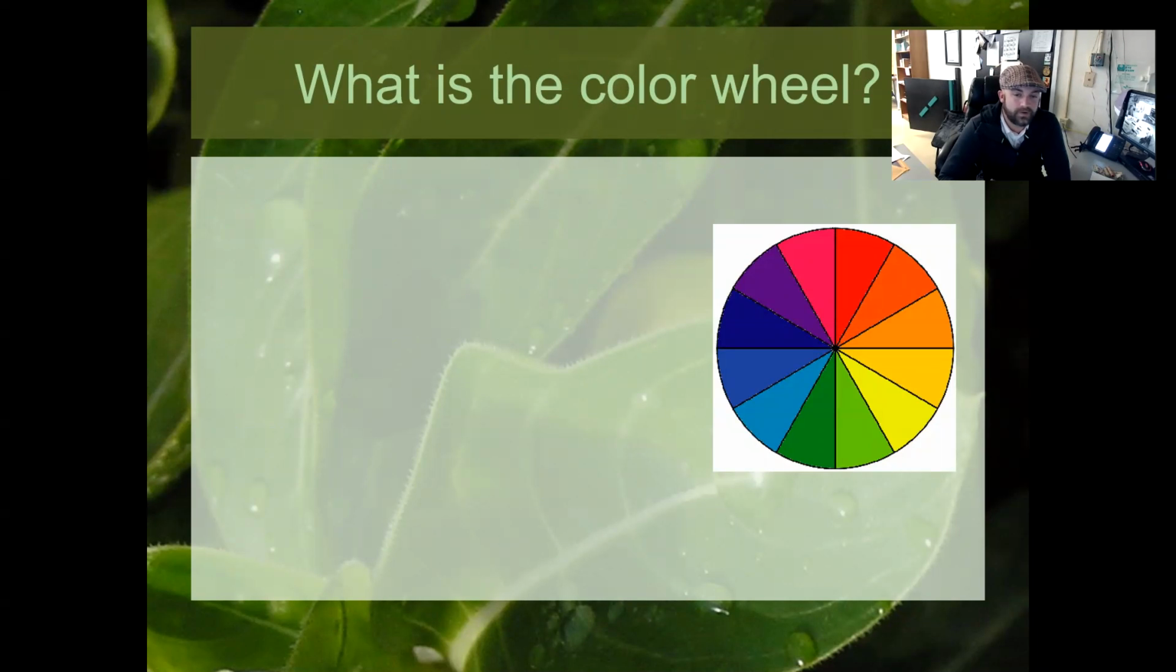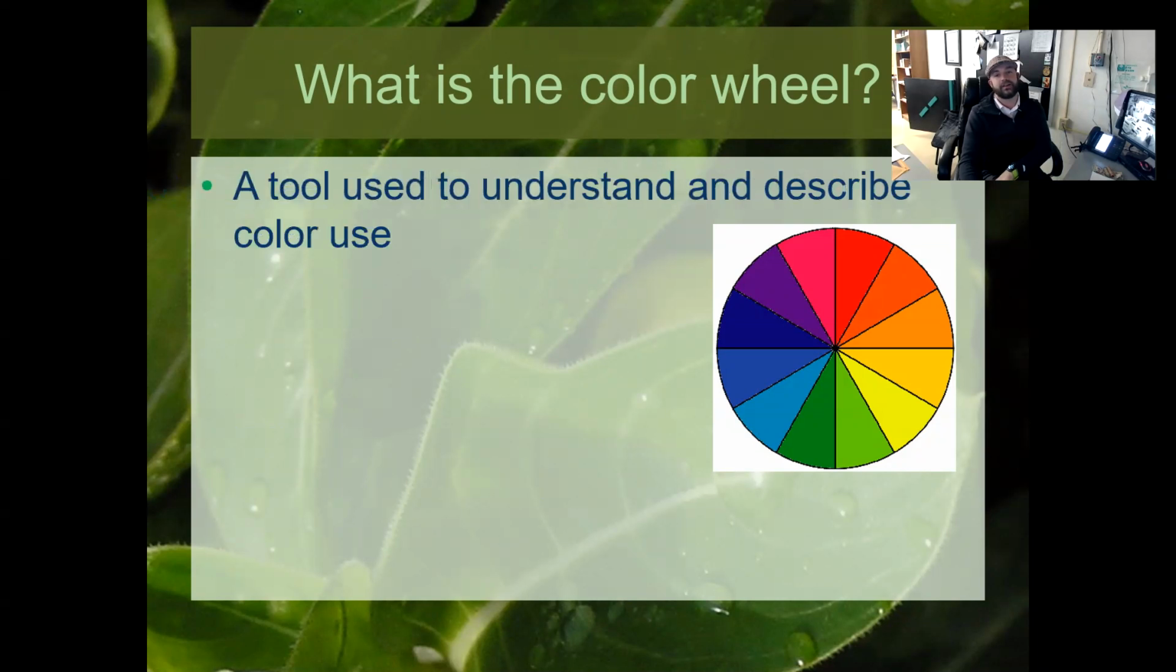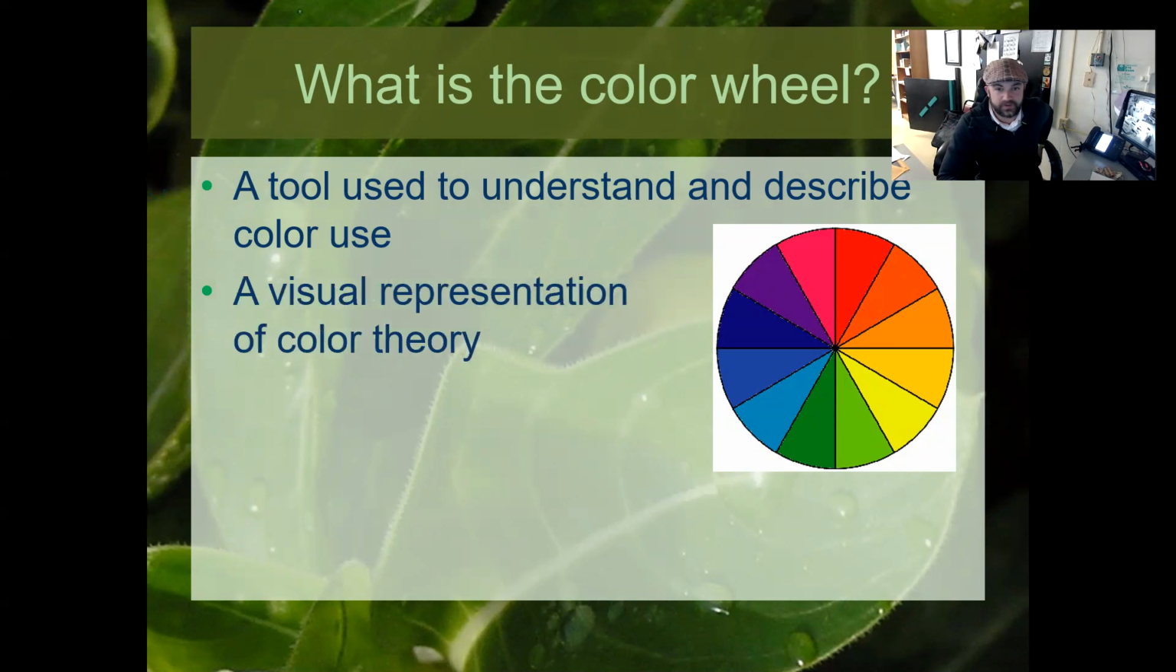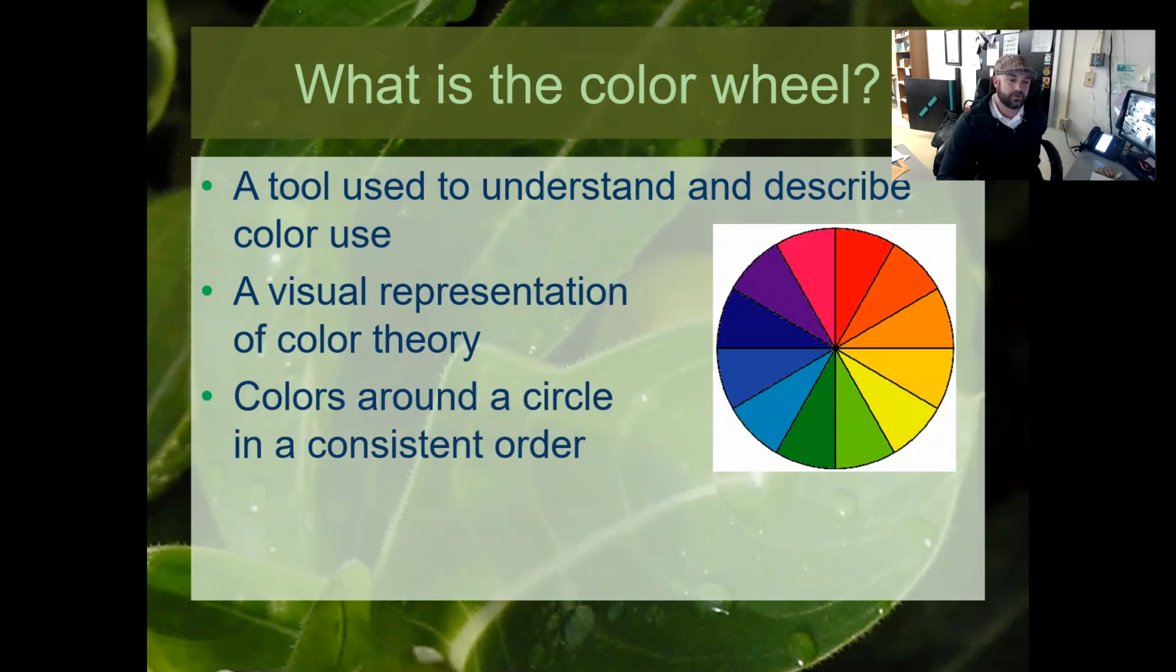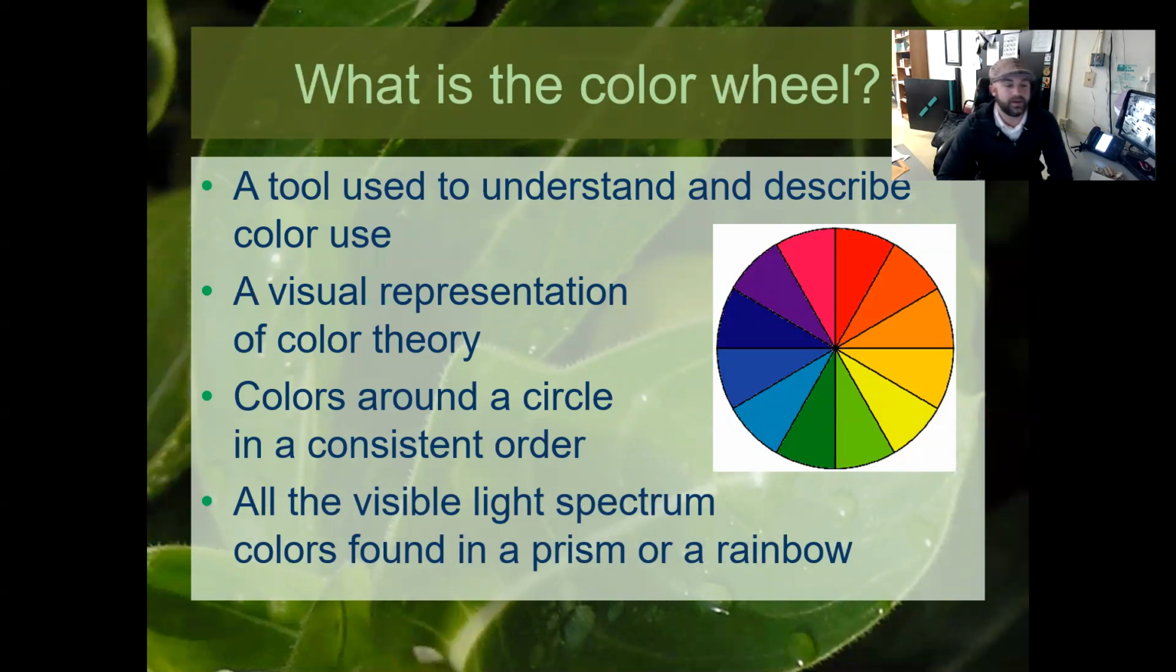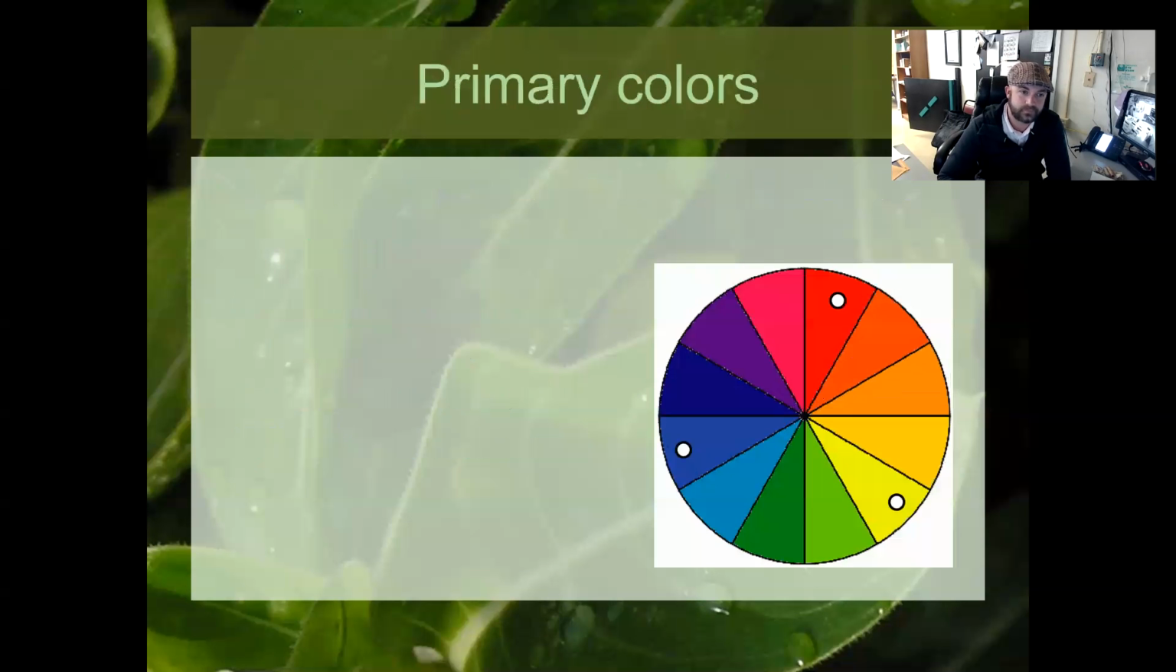And what is a color wheel exactly? Well, it's kind of like taking a look at a rainbow. You're going to see the variety of color going around. And it's kind of like a little bit of circle of life I talk about with going from one color to the next and eventually comes back around. So color wheel is a tool used to understand and describe color use, a visual representation of color theory, colors around a circle in a consistent order, and all the visible light spectrum colors found in a prism or a rainbow, like I was saying.